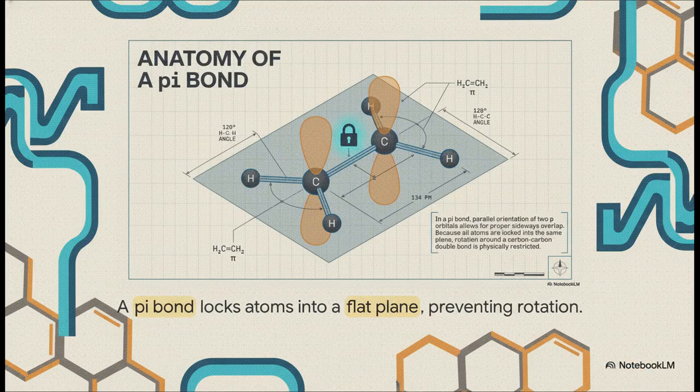Now, a pi bond does something really critical for a molecule's architecture. Because those p orbitals have to overlap sideways, above and below the main bond, it locks the atoms into a flat, rigid plane. You simply can't twist around a double bond the way you can a single bond. This rigidity is absolutely fundamental to the shape and function of so many molecules in biology.